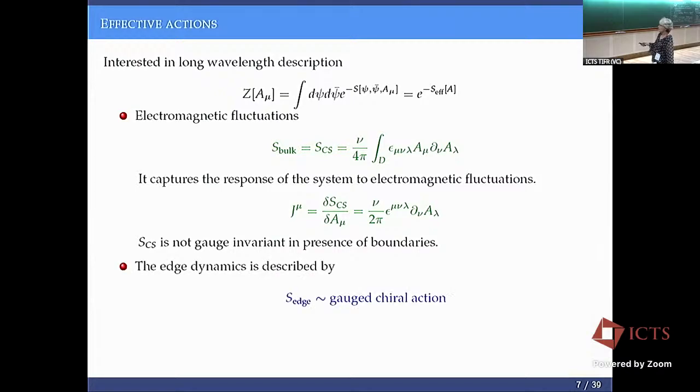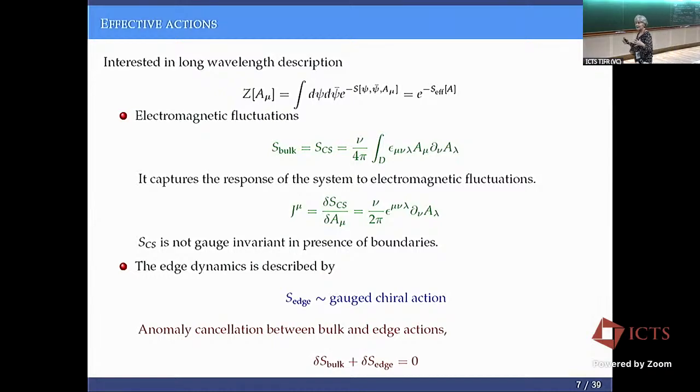And in this case, we have also the edge dynamics. The edge dynamics now is described by a gauge chiral action, which also has gauge anomalies. So if we put the two together, there is an anomaly cancellation between the two. And this shows that there is a tight correspondence between the bulk and the edge action so that anomalies cancel.